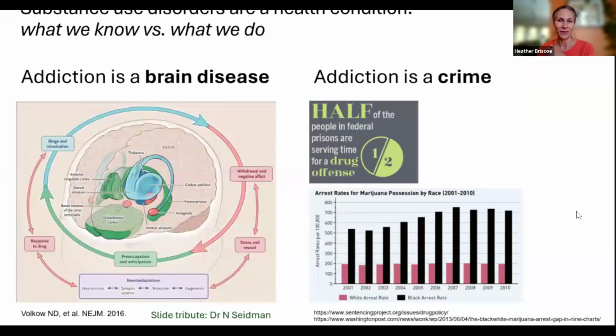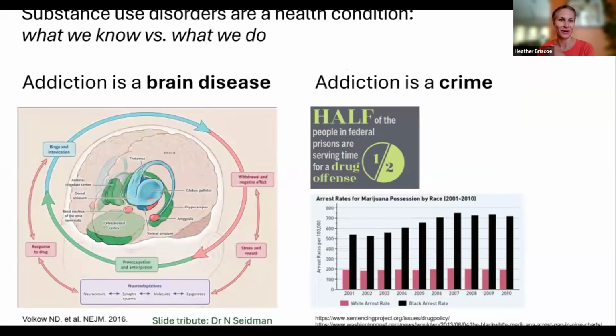And so what we know is that addiction is a really complex medical condition, and I'm excited to hear that you just heard a more robust conversation about addiction and the dance of the neurotransmitters and up and down regulation of receptors. So I won't belabor that, but we know it's a brain disease, but we treat it as a crime. Like half of the people in federal prisons are there for a drug offense. And if you look at how many of those were possession versus sales, by and large those people are there for simple possession of substances.